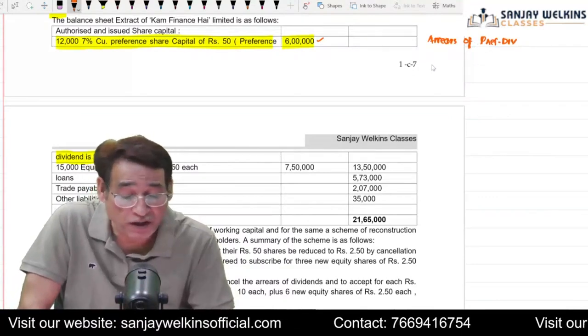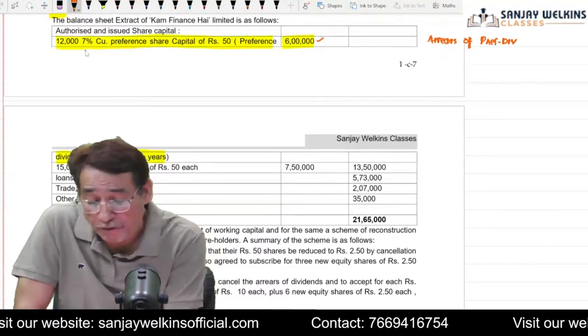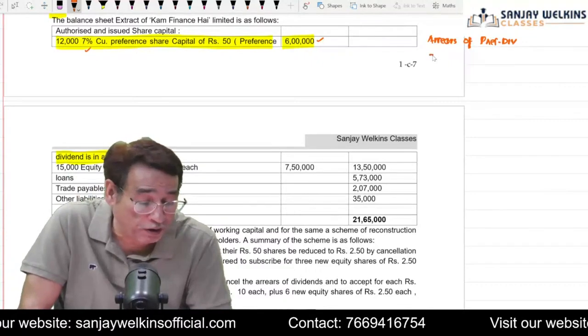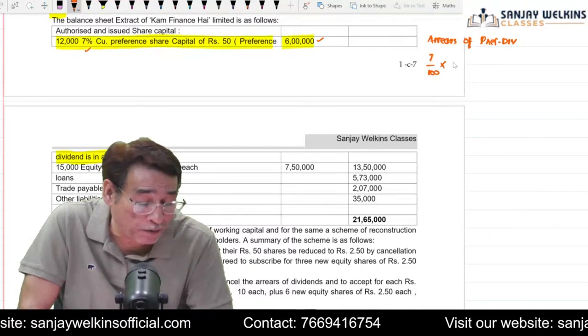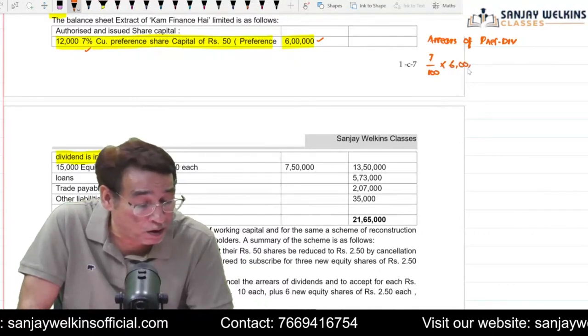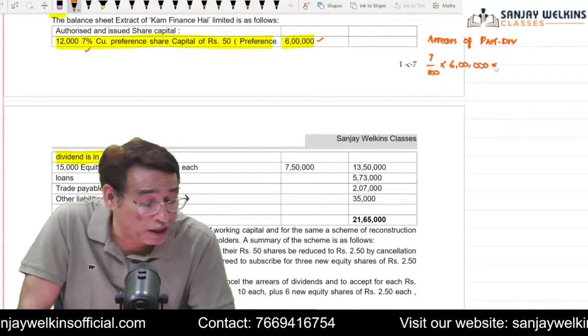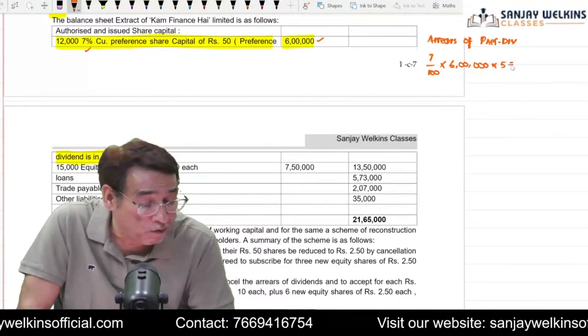Arrears of preference dividend. Now, your preference share capital is 7%. First of all, compute 7% of 6 lakh. Correct? And then you multiply it by 5 years. What will be the amount?